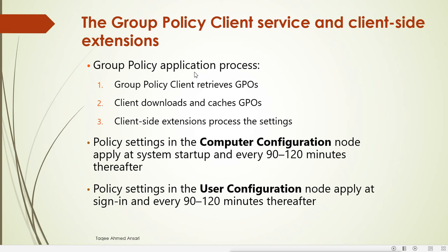Now the group policy application process goes like this: the group policy client retrieves the policy first. That means the client will retrieve the policy object, then the client downloads and caches the group policy object, and then the client side extension processes the settings. That means when the client machine starts, it first retrieves the policies from the domain controller, and then it downloads and caches the policies, and then whatever settings we have configured in those policies, the client side extension's job is to process and apply those settings.